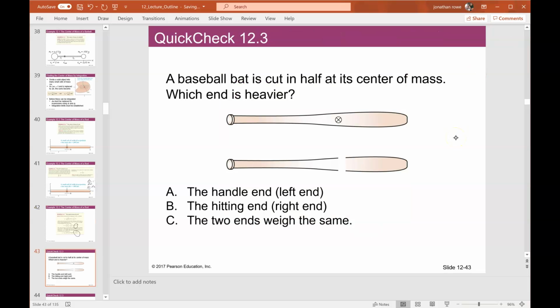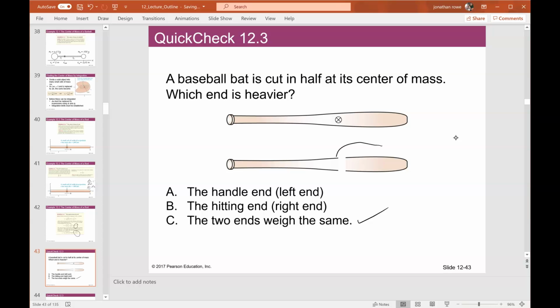Okay. This question, I think you're going to get it wrong. Not because I think anything bad about you, but just because it's a tricky question. A baseball bat is cut in half at its center of mass. Which end is heavier? I bet you're going to say that, because that really seems like the intuitive answer.